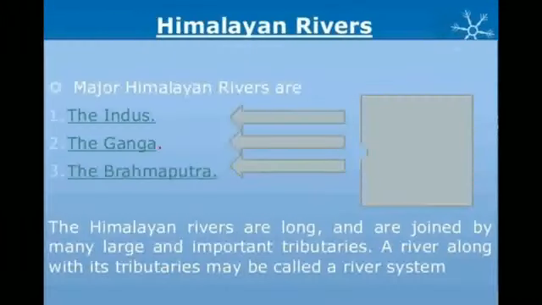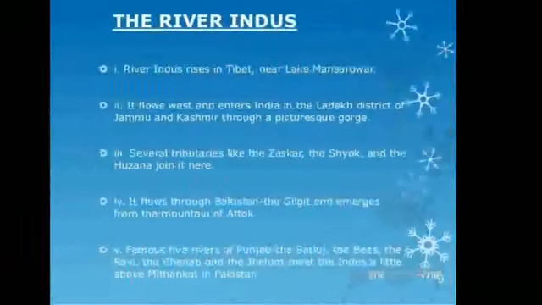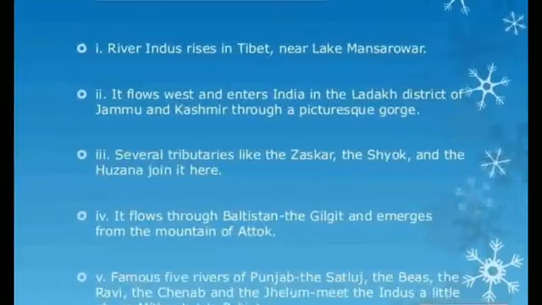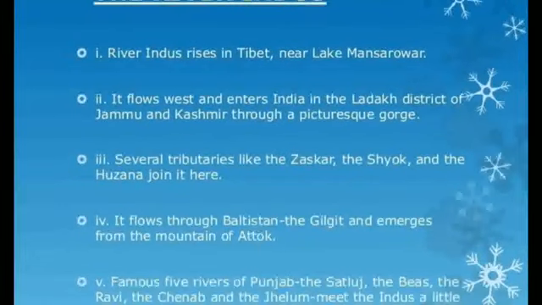Now the important three rivers of the Himalayan region are Indus, Ganga, and Brahmaputra. These rivers are also joined by a number of tributaries as their river course is very long. Now the river Indus. So far as the river Indus is concerned, it is one of the most important rivers in the world. It has its source in Tibet near Mansarovar Lake.